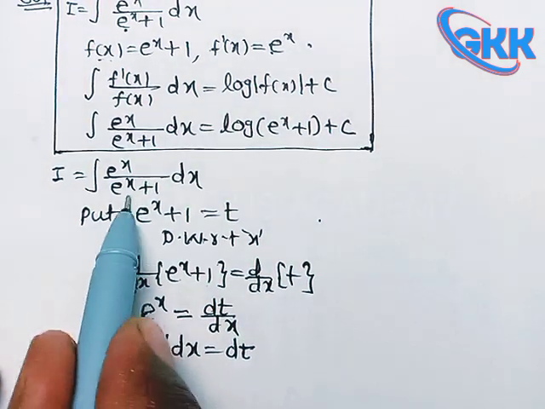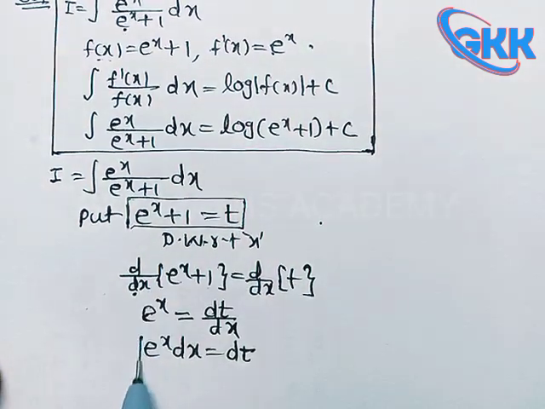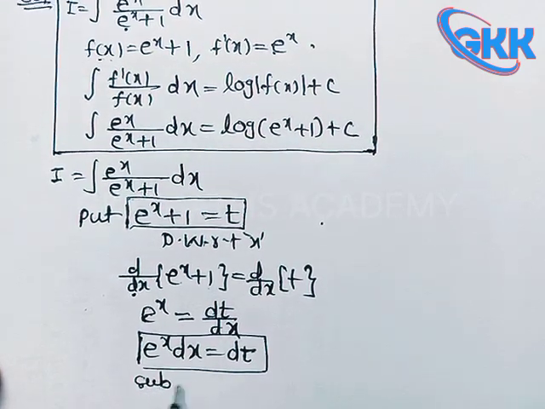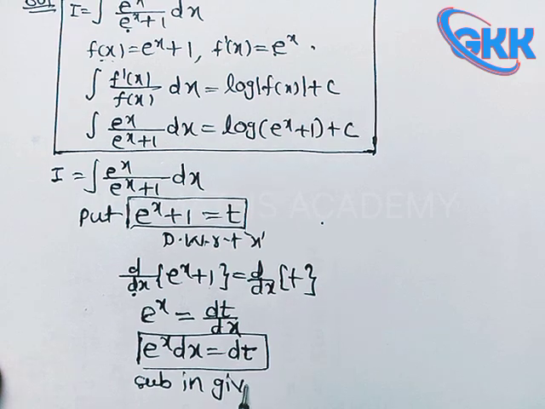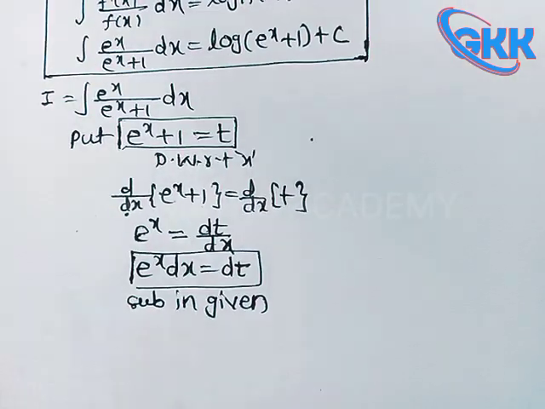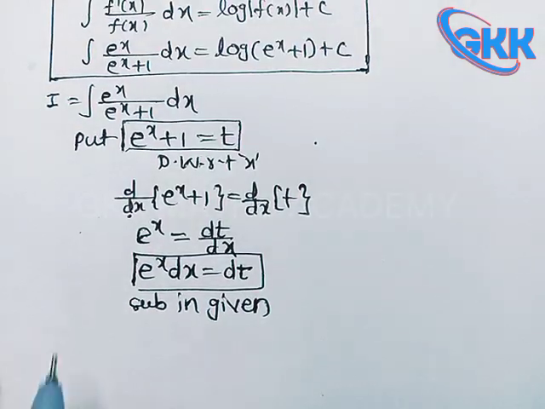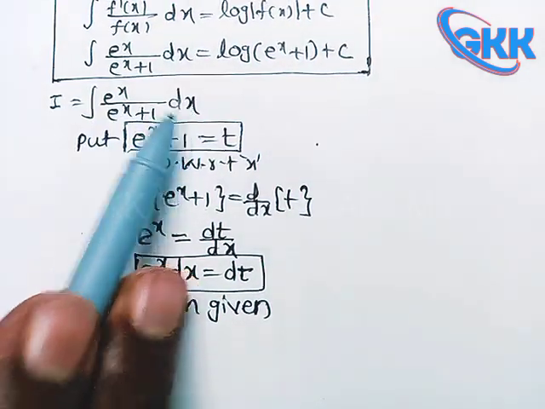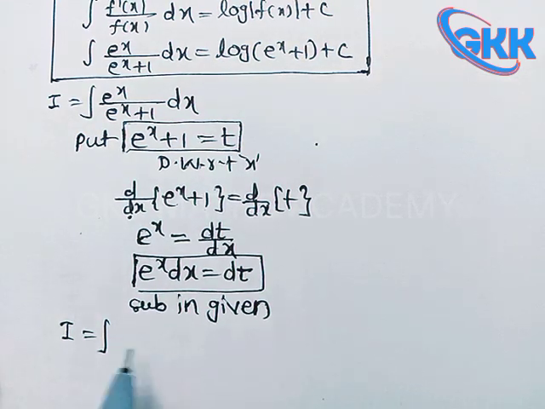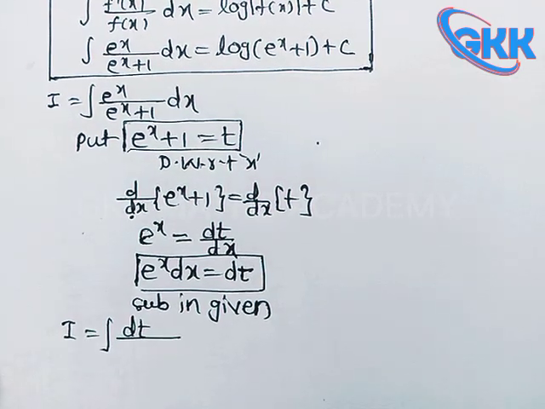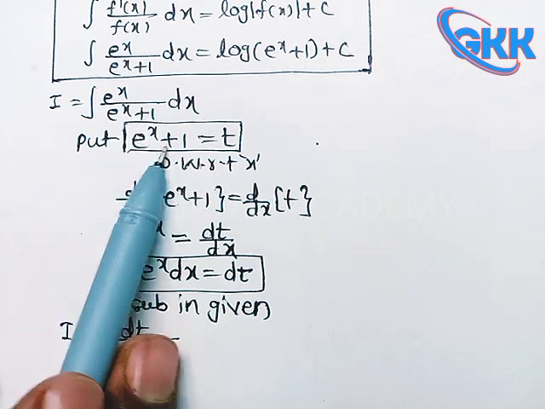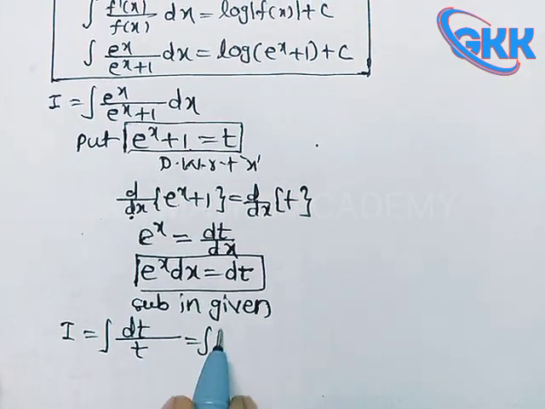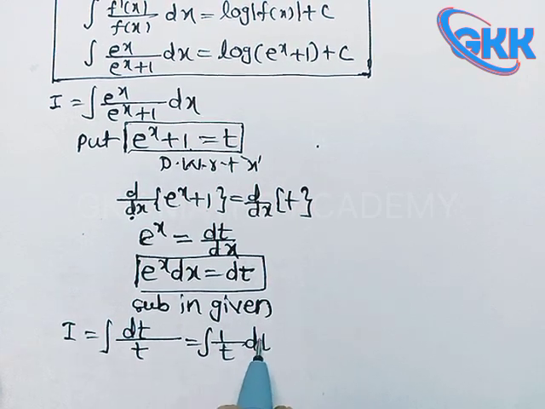Now these two values we are going to substitute in the given integral. I is equal to integral of e power x dx, which is dt, upon e power x plus 1, which is t. Now finally what did we get? Integral of 1 by t dt.